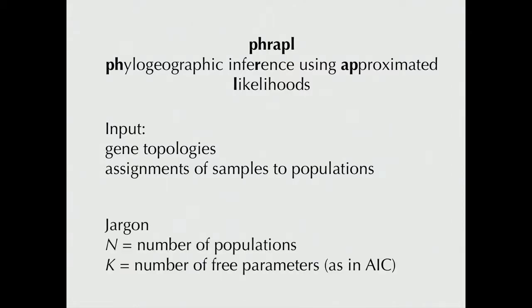Okay. Some of the jargon we use here: N is number of populations, okay, and K is number of free parameters. It's an AIC. Okay, because one way we limit the set of models is by saying, I want to use all models that have no more than 3 free parameters or 4 free parameters. Okay? And so the rationale here is that you have a certain amount of information in your data, right? So your data can only support a certain number of parameters, so let's limit it to those sets of models.